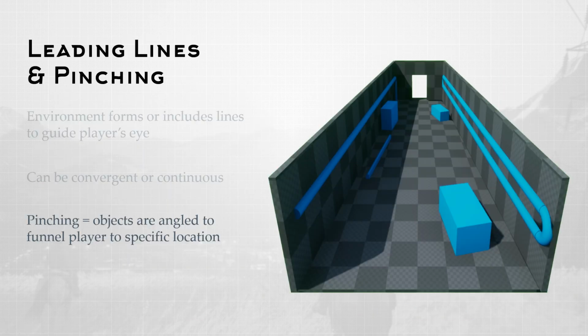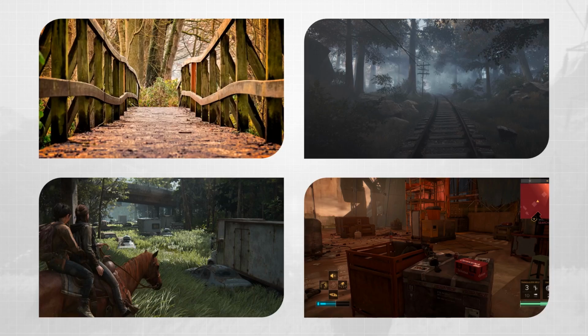And then there's a related technique called pinching, where you take individual objects in your scene and rotate them in a way that they funnel the player to a specific location. In games, this is often done with cars or crates. Let's take a look at a couple of examples. In the upper left, there's leading lines in traditional photography. In the upper right, there's a screenshot from The Vanishing of Ethan Carter, where we have the railway tracks, the electricity cables, and some of the branches all guiding our eye towards this illuminated center of the composition.